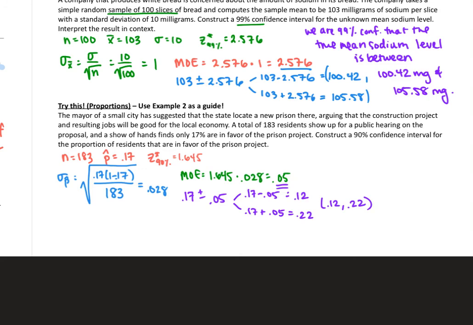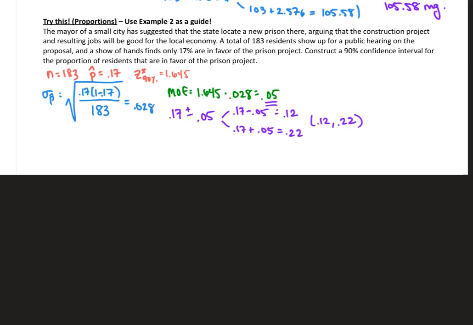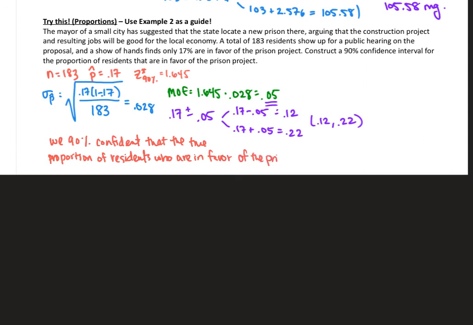So then my answer in context, we're going to say we are 90% confident that the true proportion of residents who are in favor of the prison project is between 0.12 and 0.22.